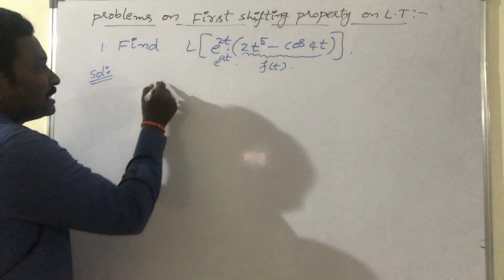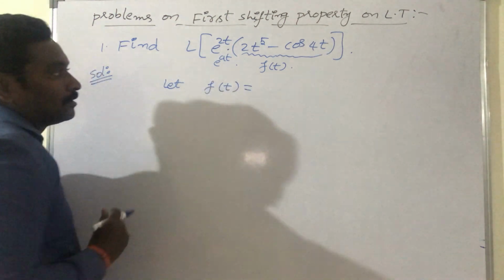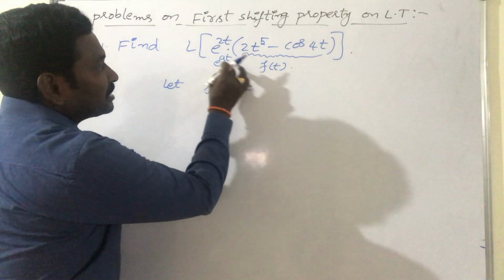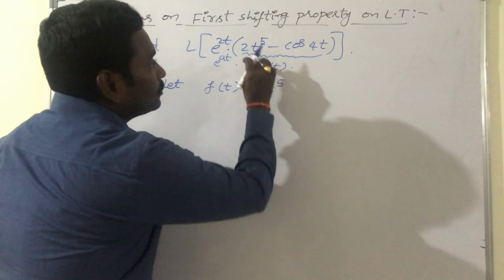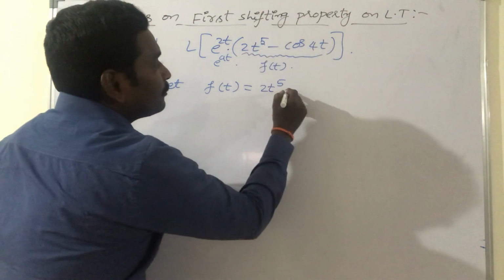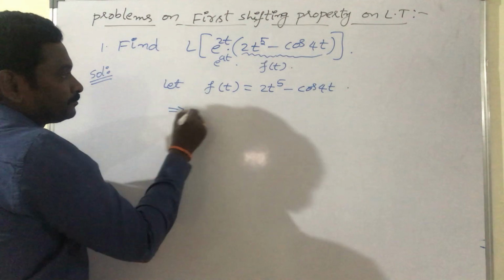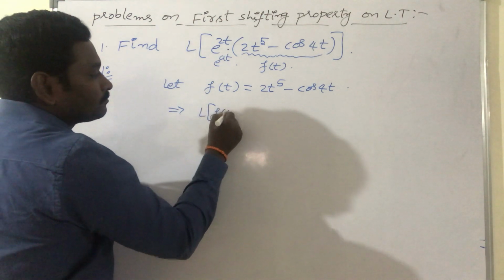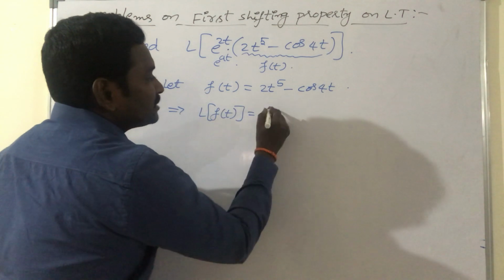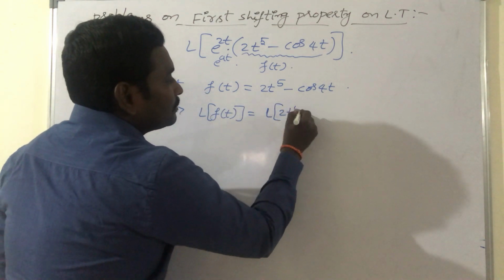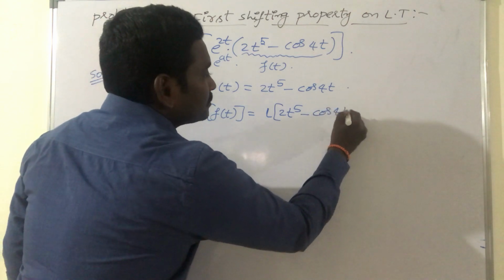So first of all, let us find f of t. What is f of t here? Leaving the exponential term, the rest is the product, so f of t is 2 into t power 5 minus cos 4t. Find out the Laplace. Apply Laplace on both sides. You will get L of 2 into t power 5 minus cos 4t.